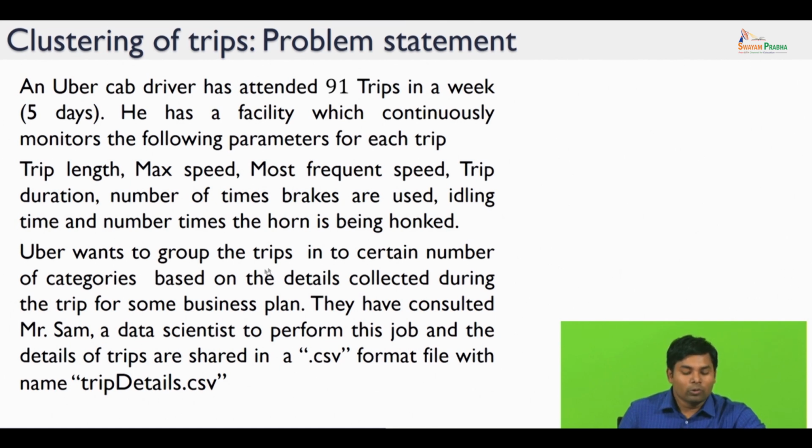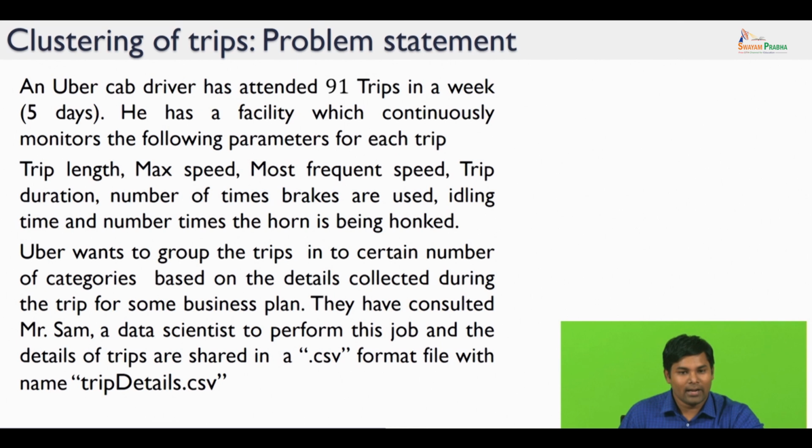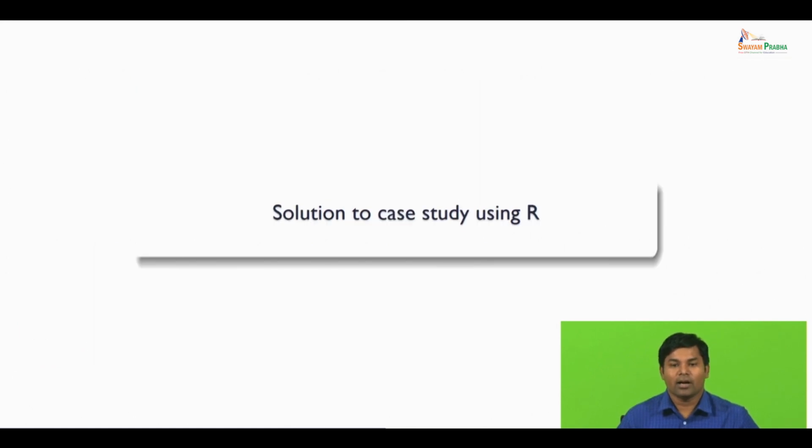Uber wants to group these trips into certain number of categories based on the details collected during the trips for some business plan. They have consulted Mr. Sam, a data scientist, to perform this job, and the details of the trips are shared to him in a .csv format file with the name tripdetails.csv. This is the problem statement. Let us look how to solve this case study using R.